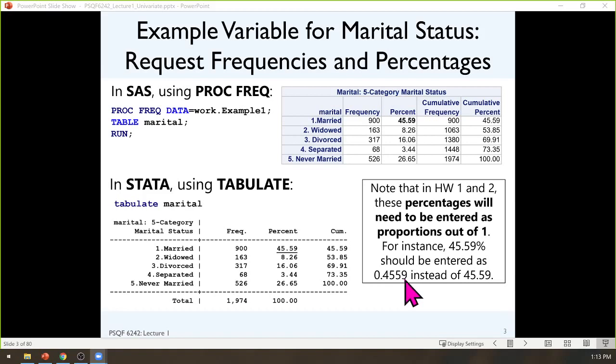The reason for that is because if you were to do analyses involving that proportion, like to compare it to a different number or something, it's entered as a proportion. So everything, in terms of what it would do with it behind the scenes, is in proportion. So it just makes sense to keep it that way.